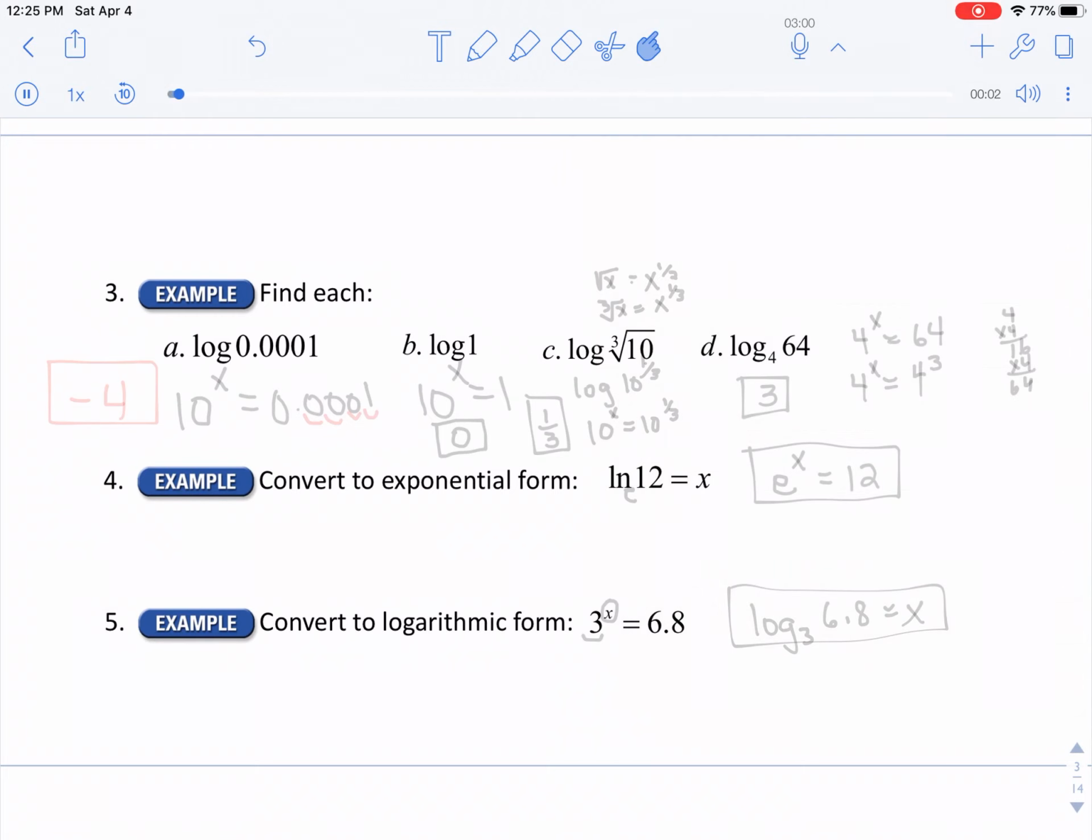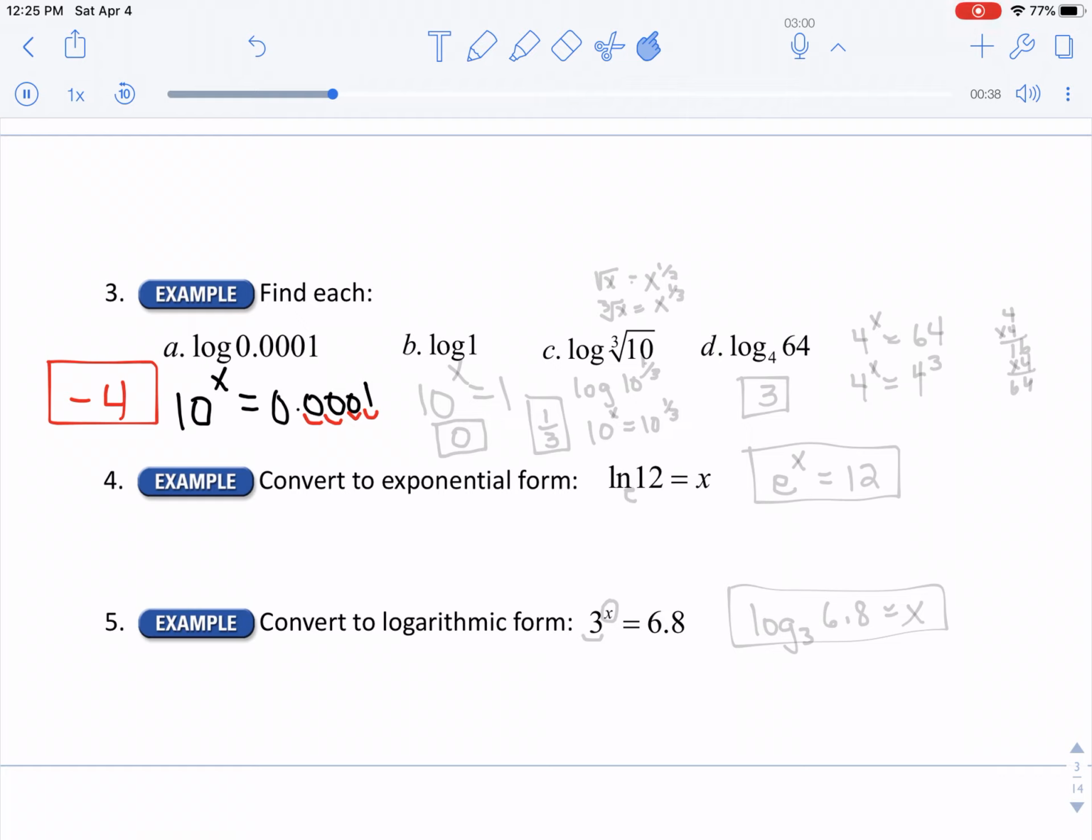This is the review for the quiz over Chapter 5. So looking at problem 3, remember that there's no base showing. That means the base is 10. So what this really wants to know is 10 to what power equals 0.0001. This is called exponential form. Now, since there are four decimal places, 1, 2, 3, 4 decimal places, and since this is 1/10,000th, our answer is a -4.